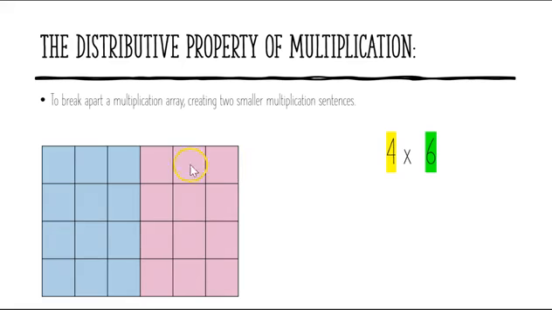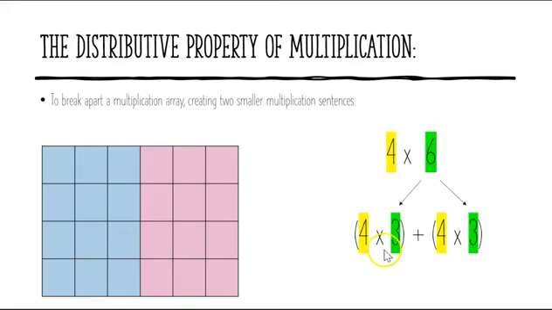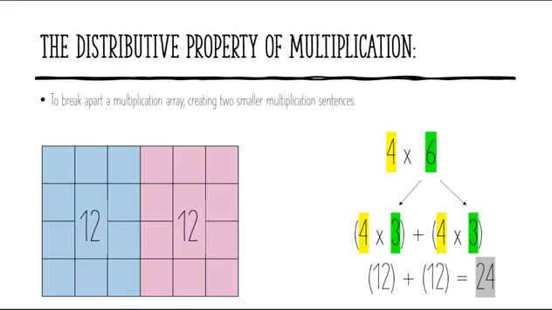Now when I break apart those arrays, it can make it easier to solve. If I know 4 times 3 and 4 times 3, I could just add those two together. 4 times 3 plus 4 times 3. I must solve the parentheses first. So 4 times 3 equals 12. And 4 times 3 equals 12. 12 plus 12 equals 24. Therefore, 4 times 6 equals 24.